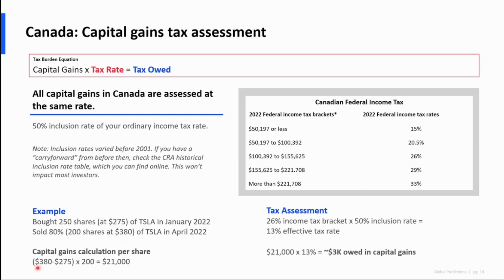If you multiply that through, you get to 21K in capital gains. Then to get to the taxes you owe, you multiply that by this rate, which is the 50% inclusion rate times your tax bracket rate. So in this case, if you made this transaction and did nothing, no harvesting, no anything, you'd owe $3,000. That's going to be, to start off with, the thing that we're going to try to get rid of as we go through. Make sense?